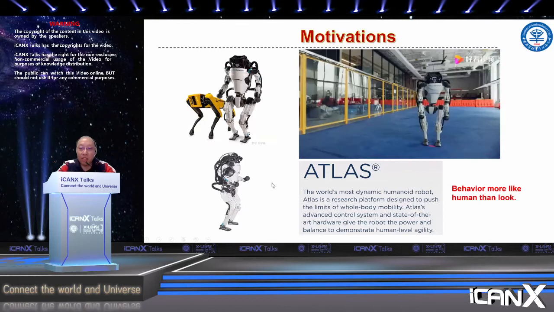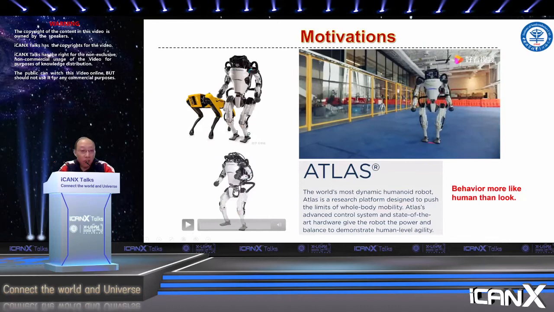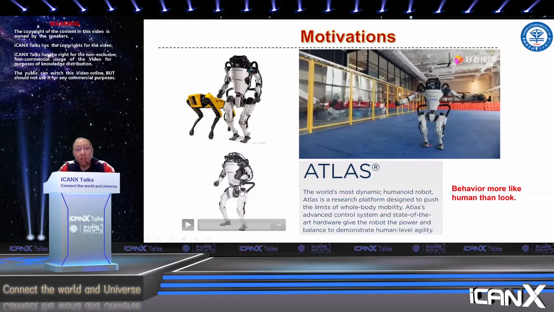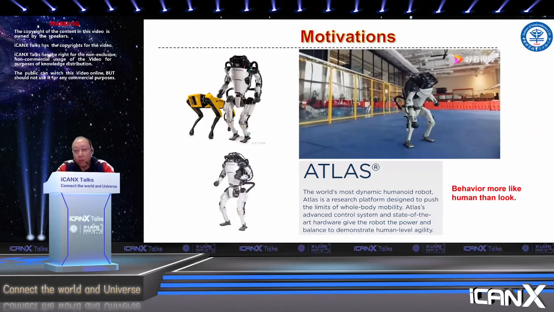And here is a cartoon about the structure of this Atlas robot. You can see from this cartoon that this robot, compared with the robots shown on the previous slide, doesn't look like a human, but acts like a human. So that means their behavior is more like a human than what they look like.